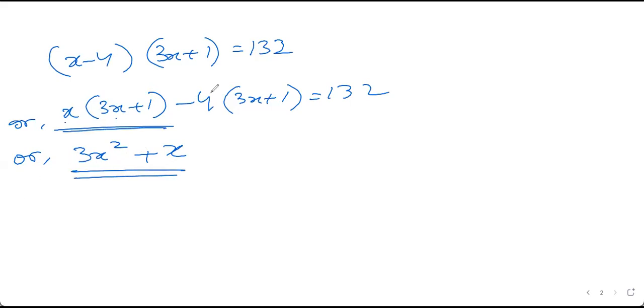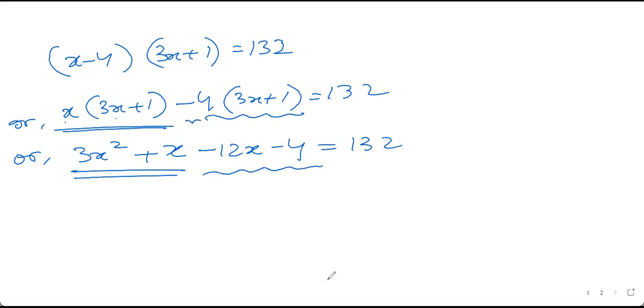Now the second multiplication. Minus 4 into 3 is minus 12 and then x. Then minus 4 into plus 1. So minus 4 equals to 132. And this part is this part. See, it is looking more and more like quadratic equation. Not just quadratic equation, in the general form.